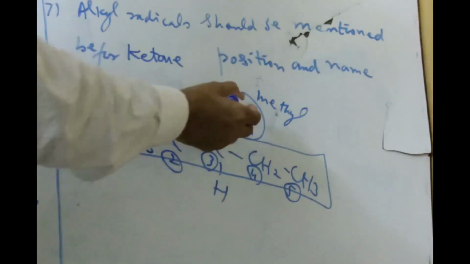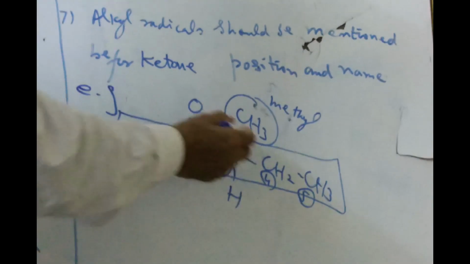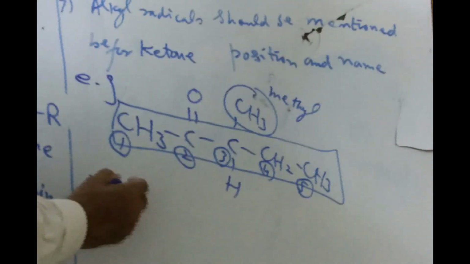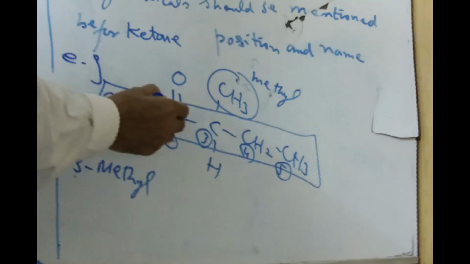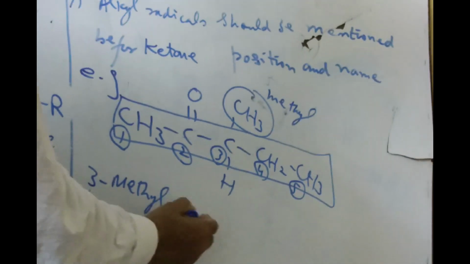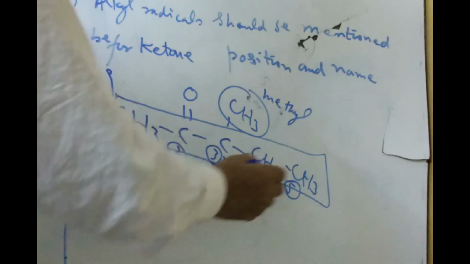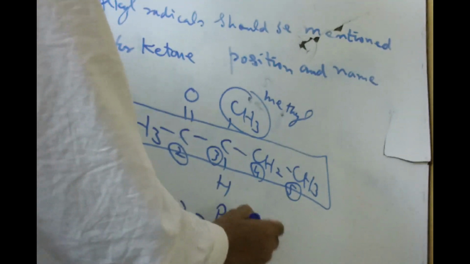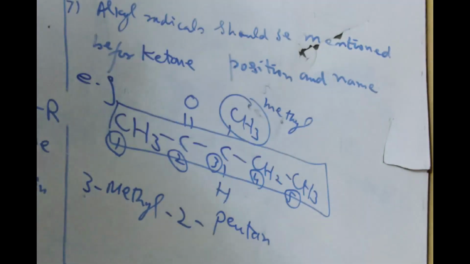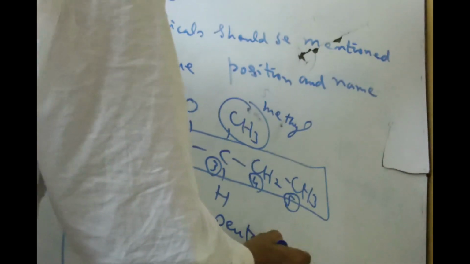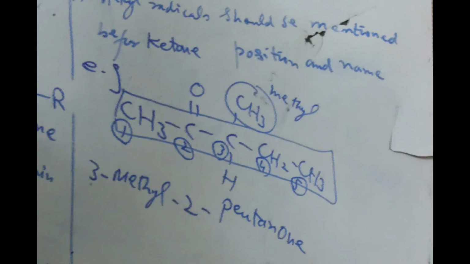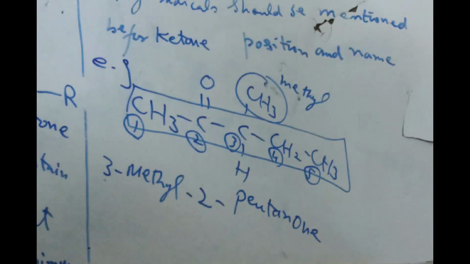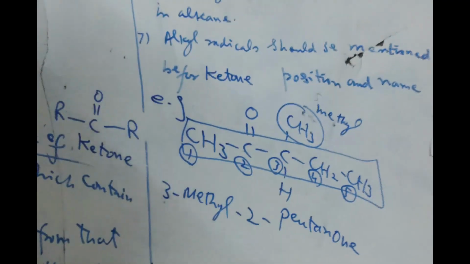So first of all, write the name according to rule number 5. CH3, the position is 3, therefore 3 methyl, and the position of this CO is 2. Parent chain is 5, that is pentane, and E is replaced by ONE, so pentanone. This is 3 methyl 2 pentanone. This is the IUPAC name of this compound. Now consider the other example.